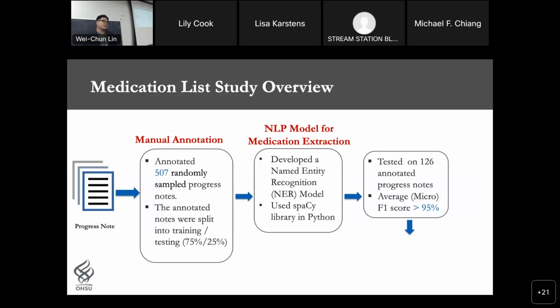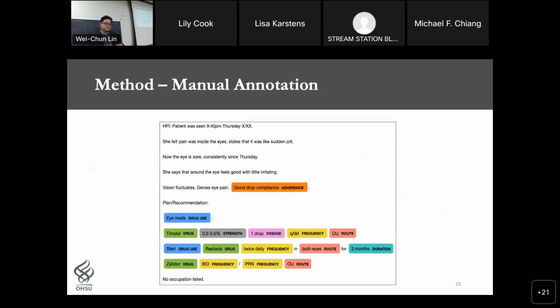We used the spaCy library in a Python environment, and we created a convolutional neural network to predict each named entity. The model evaluation used F1 score, precision, recall, and the micro-F score for all entities. We also developed a prototype medication reconciliation tool.